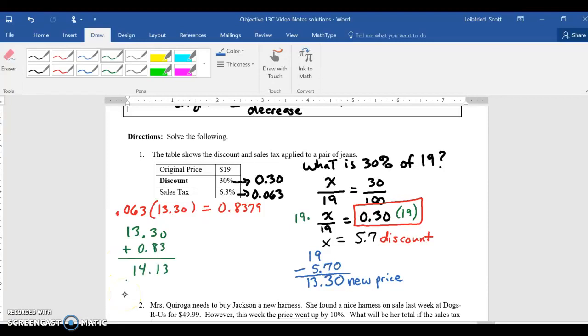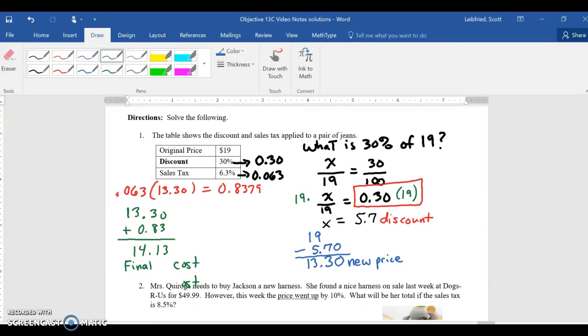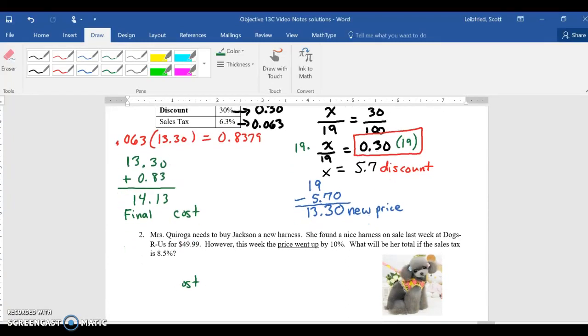And that right there is going to be our final cost. So our final cost. All right, let's go on to number 2.